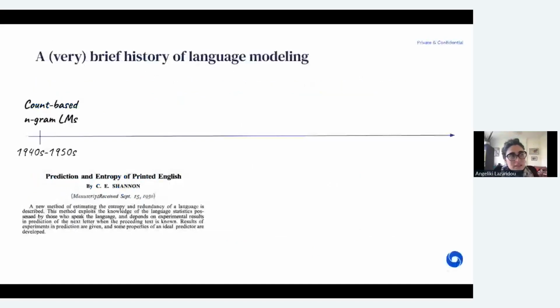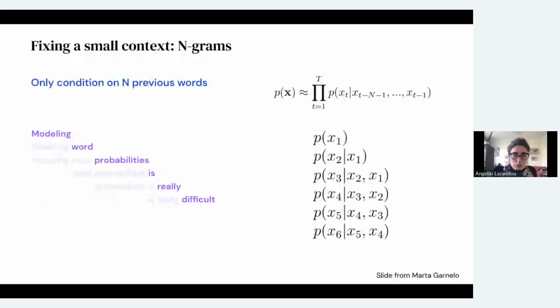So as I showed before, one of the first ways that people tried to do language modeling is this count-based n-gram way, and this goes back actually to Shannon in the early 50s. So it's a very basic idea originating from way back, and it's very intuitive. And what this basically means is that we don't have infinite context anymore, because this is not scalable. We are going to assume some sort of fixed context.